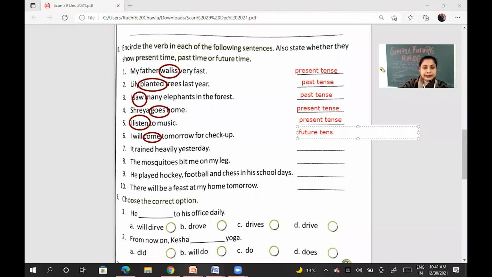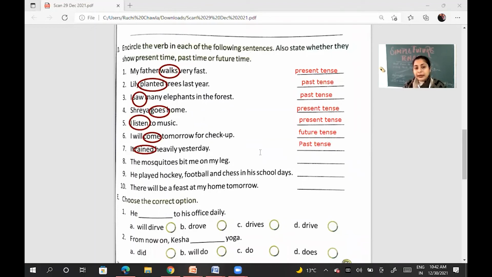Now next sentence is it rained heavily yesterday. Now what is the action word here? Rained. Alright. Now it means ed is added to the action word. And when do we add ed? In the past tense. Alright. So this sentence is in past tense.